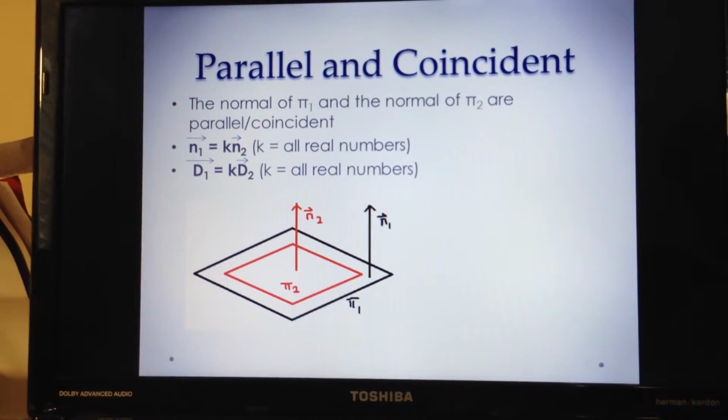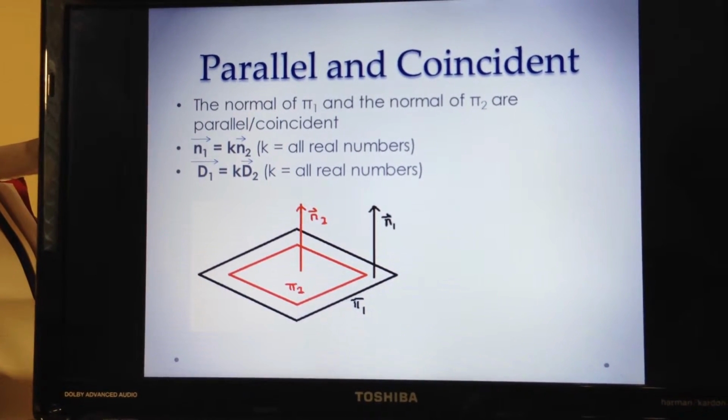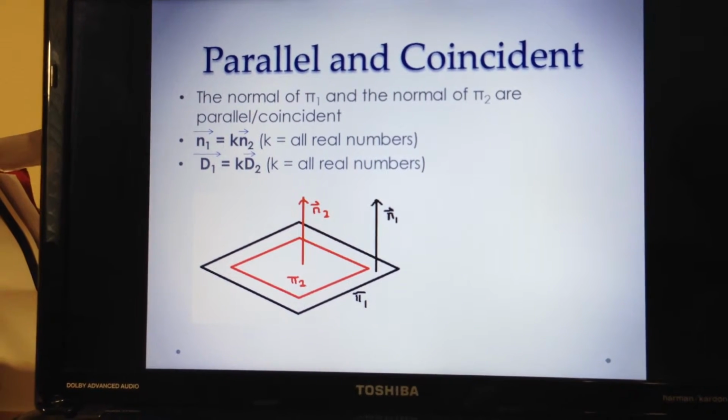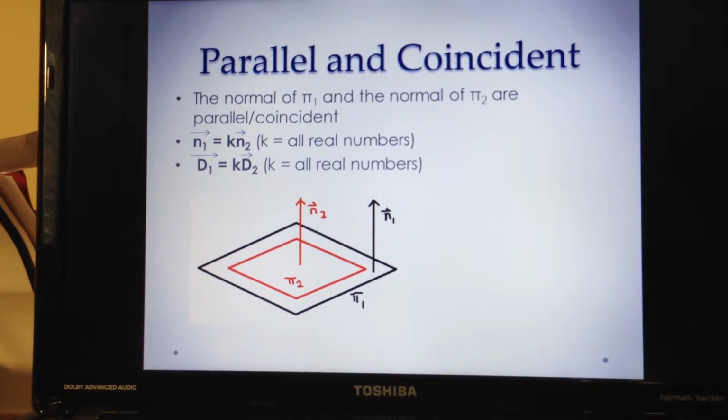Here's a diagram that explains how the normals are parallel. And as you can see, the directional vector is basically k times d2 is equal to d1.